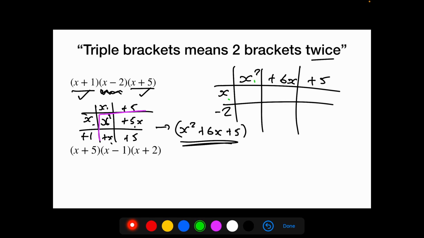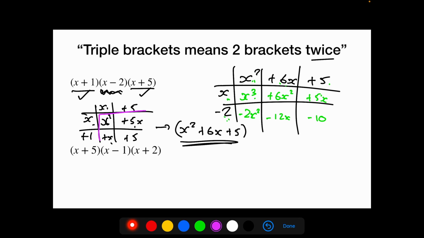So x times x squared is x cubed. x times 6x is a positive 6x squared. Minus 2 times x squared, that's minus 2x squared. Let's keep going. 5 times x is positive 5x. Minus 2 times 6x, that's minus 12x. And finally, 5 and minus 2, that's minus 10.